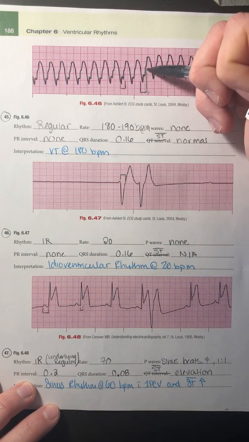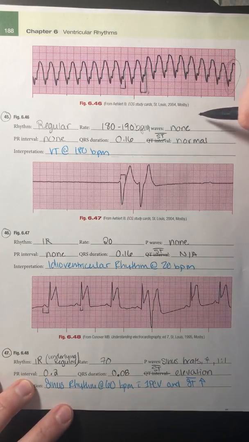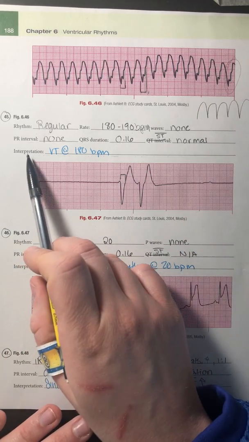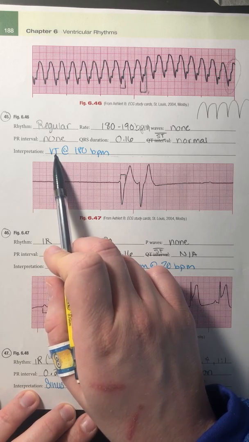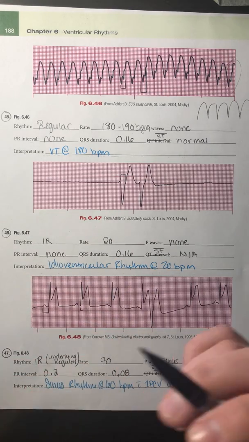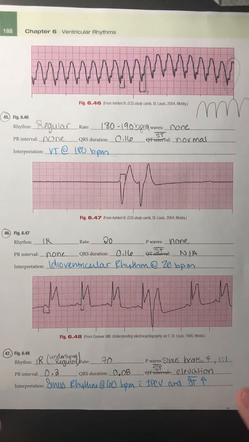And I did try to measure out a QRS complex here, being 4 blocks long, but it's very hard to see in VTAC. But again, we know with VTAC it's that very unique looking rhythm, so we can kind of glance at that and tell that it's a wide complex rhythm. If you compared this to an SVT, you would definitely be able to tell the differences. So my interpretation is ventricular tachycardia, VT, or you can write VTAC. Also called monomorphic ventricular tachycardia, if you want to get specific, at 180 beats per minute.